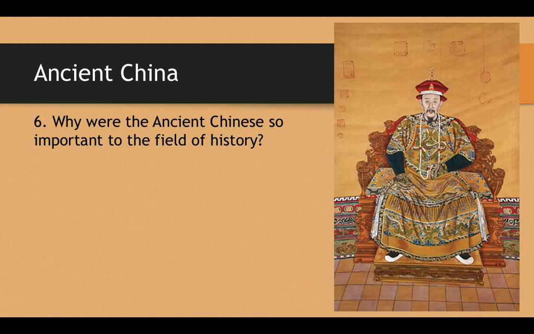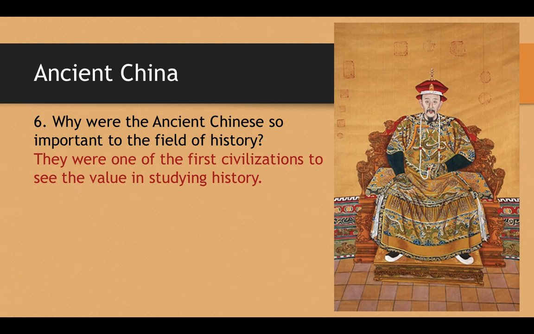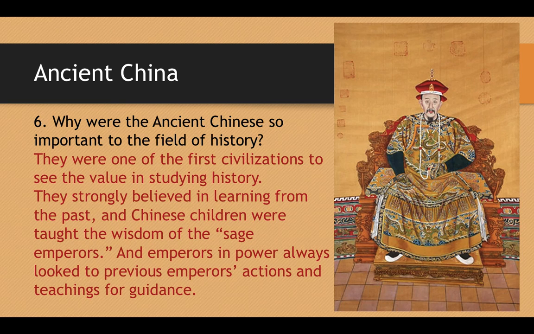So the ancient Chinese were very important to the field of history because they were one of the first civilizations to really see the value in studying history. They understood the value in studying the past, the people and events of the past, and the lessons we can learn from there. They strongly believed in learning from the past, and Chinese children were always taught the wisdom of what they called the sage emperors. Okay, and emperors in power always looked to previous emperors' actions and decisions and teachings for guidance. They had a large respect for their elders and for people who went before them, and just for history in general.